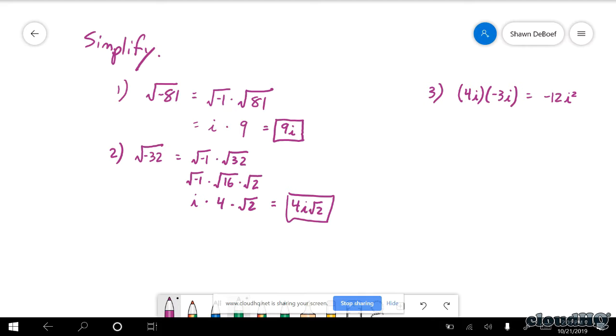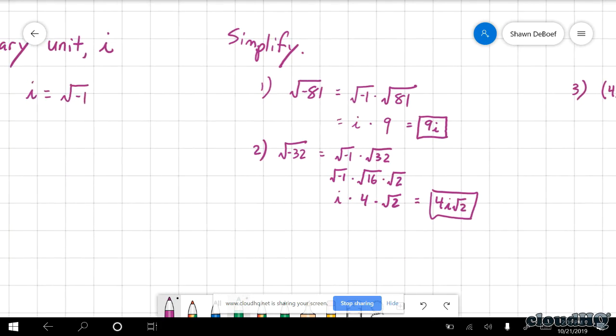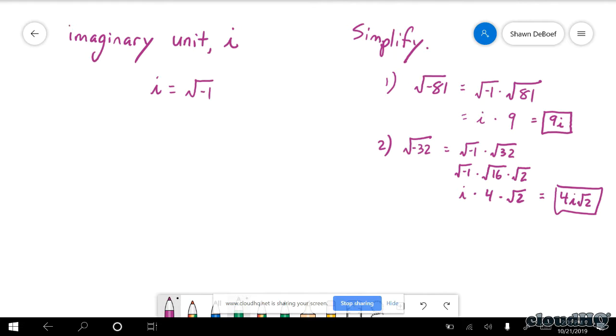Why is that? Let me scroll back. We'll come back to that problem in just a moment. But consider over here, if I had i squared, and we know that i is the square root of -1, that really means square root of -1, squared. And we know that square root and square are inverse operations. They undo each other, they cancel each other out, which will leave you with just -1. Anytime you have i squared, it equals -1.